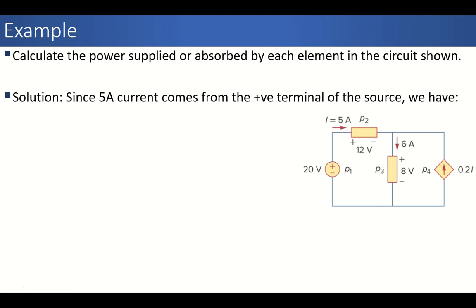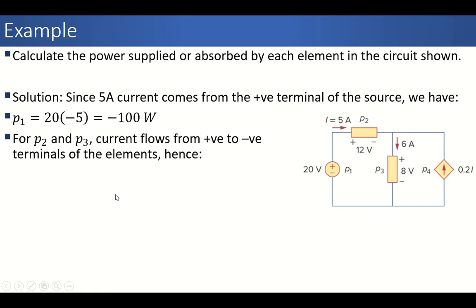So we want to find the power supplied or absorbed by each element in the circuit. Let's start with the 5 ampere current source. We can see that this 5 ampere current is coming from the positive terminal of the 20 volt battery. So we can say that P1, the power delivered by this 20 volt battery, will be 20 multiplied by minus 5, or minus 100. You can see that P1 is actually minus 100. The negative sign shows that this power is being delivered by this 20 volt battery. Similarly, we can find P2, P3 and P4.